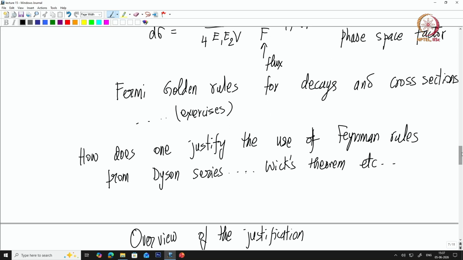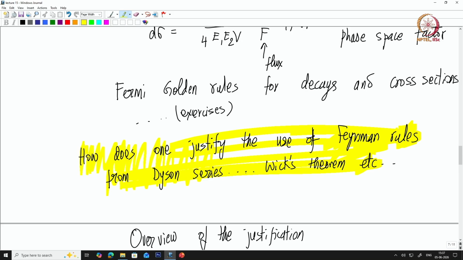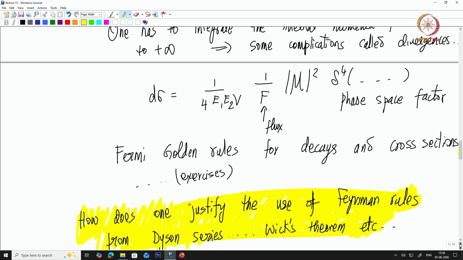Now this is a question we asked last time: how does one justify the use of Feynman rules, because we learned that the interacting theory is a complicated thing? How do you use the interacting theory compared to, for example, a free field theory, when you are just using Feynman diagrams and calculating the amplitudes? How do you know that these Feynman diagrams are the correct way of calculating it, given the way that we learned the interaction picture and so on?